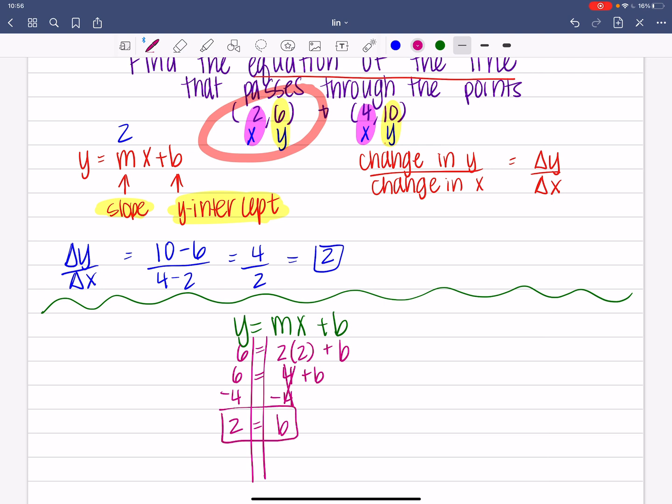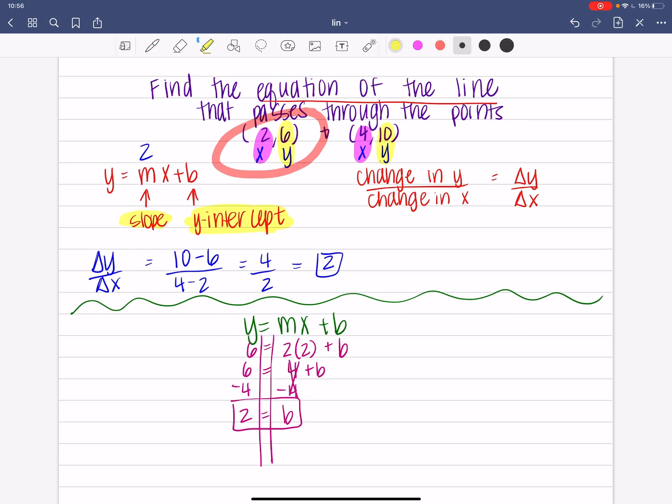Now, you're not done, because it's not as simple as just saying, oh, I found a slope, found a y-intercept, there you go. We've got to put it in that equation form like the question. Going back to what the question asked us, we've got to put it back in that equation form. Okay? So, we're going to say y equals. I know that my slope is 2, so I'm going to put 2 in for m. Follow that up with x, plus my y-intercept is 2. And there's your equation.